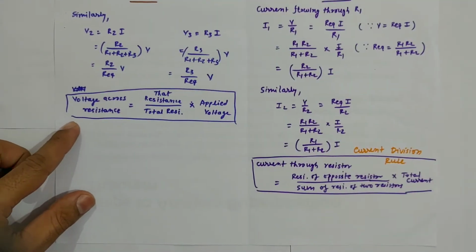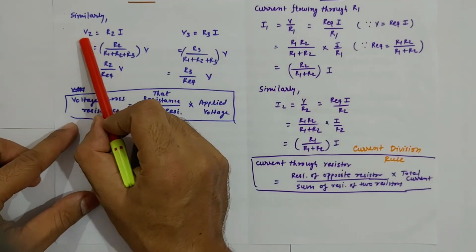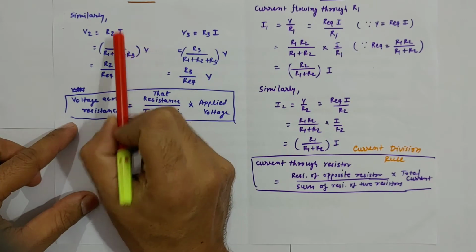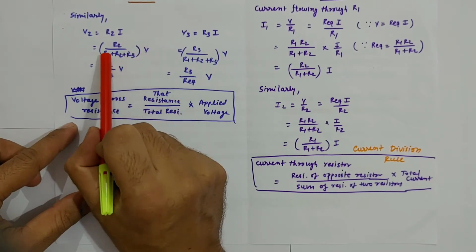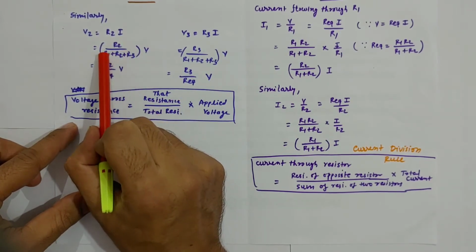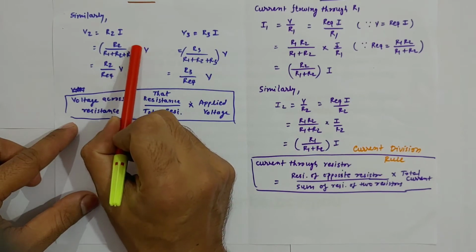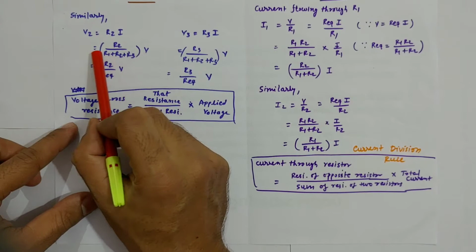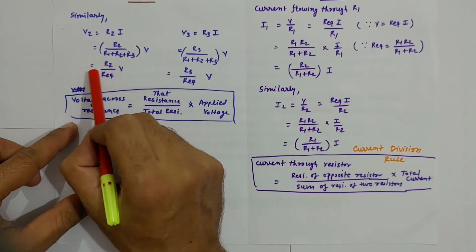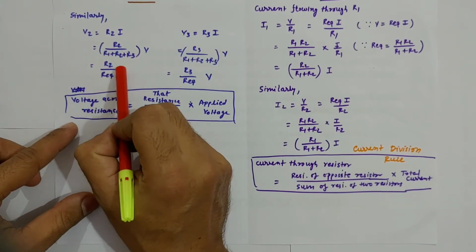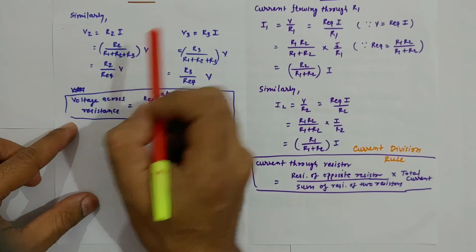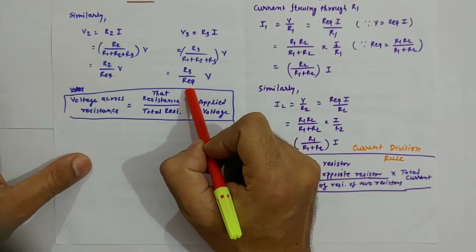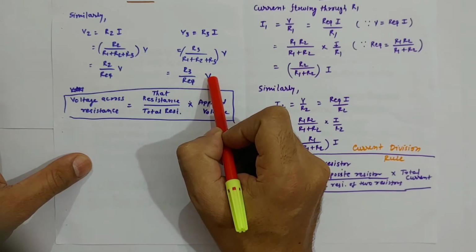Same way, if we write the value of V2 is equal to R2 into I, we substitute the value of I in this equation, so that we get equation like this: R2 divided by R1 plus R2 plus R3 multiplied by V. If we put R equivalent is equal to R1 plus R2 plus R3, we get the equation R2 divided by R equivalent multiplied by V. And same way for V3, we get R3 divided by R equivalent multiplied by V.